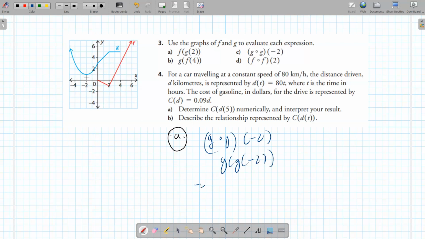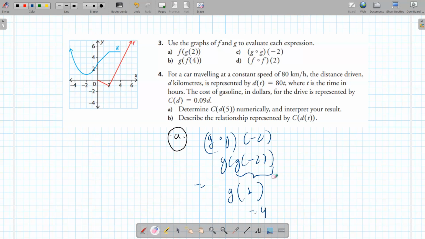So g of -2 is a positive 1, right? So this thing is positive 1. And then we still have the g on the outside. What's g of 1? 4. Yes, and you are done.